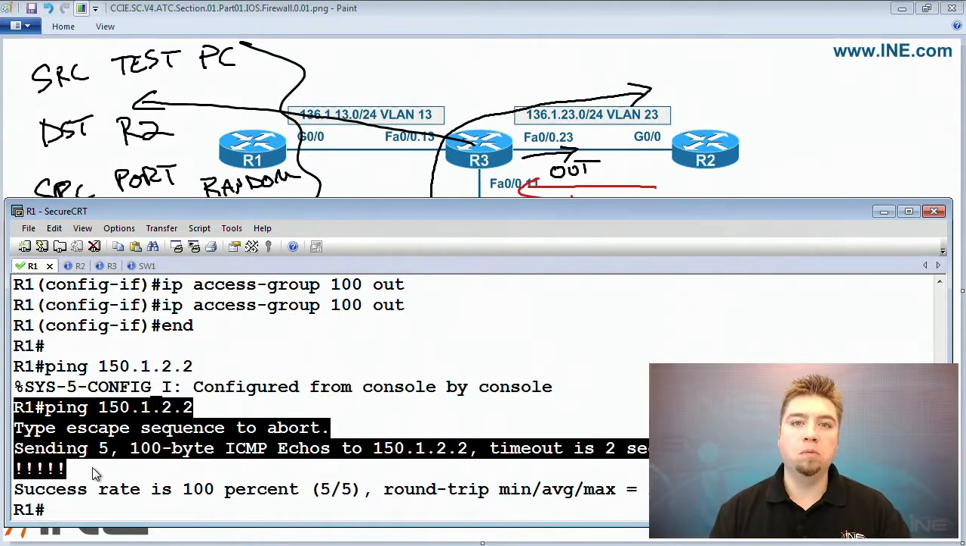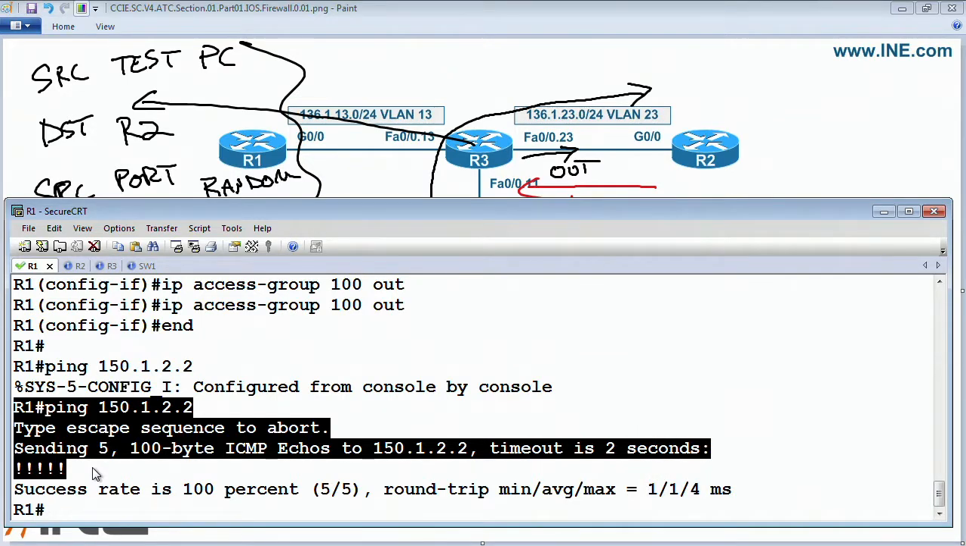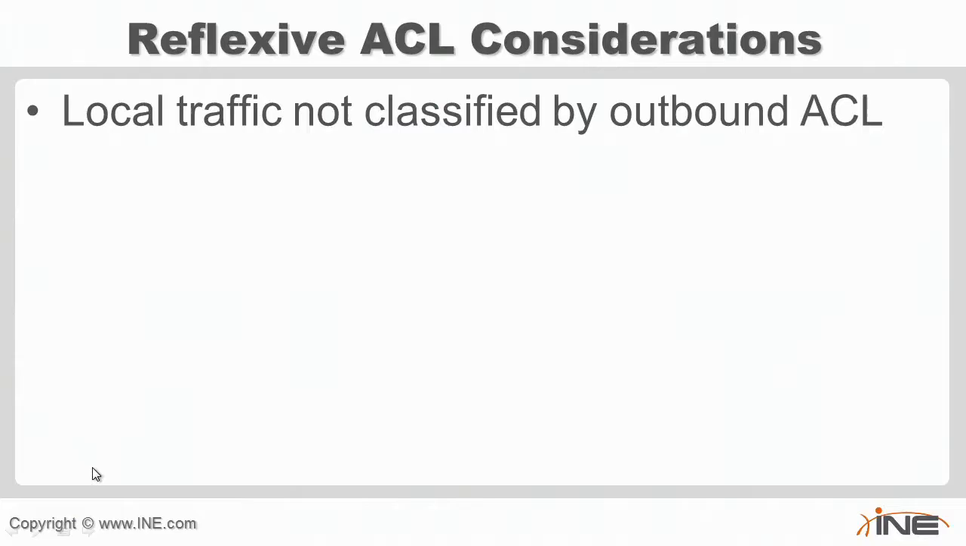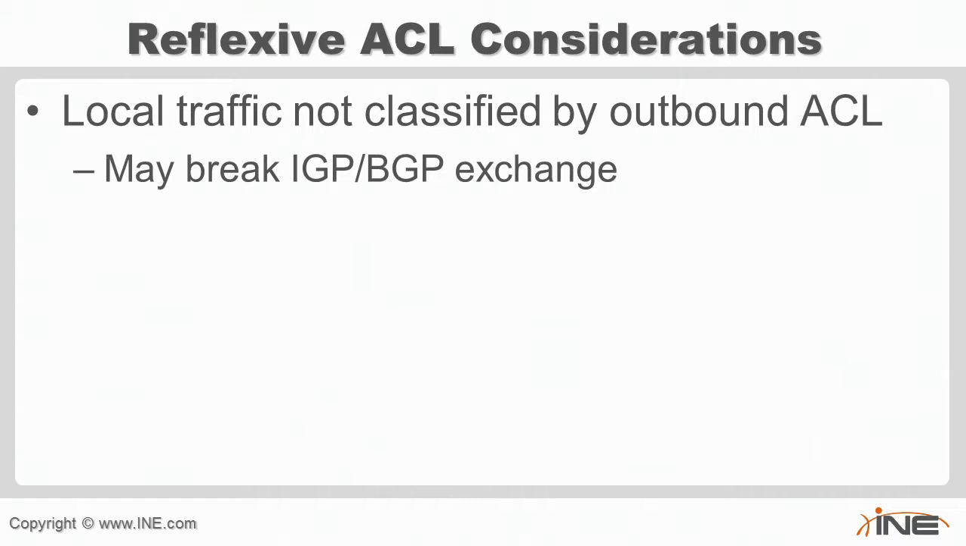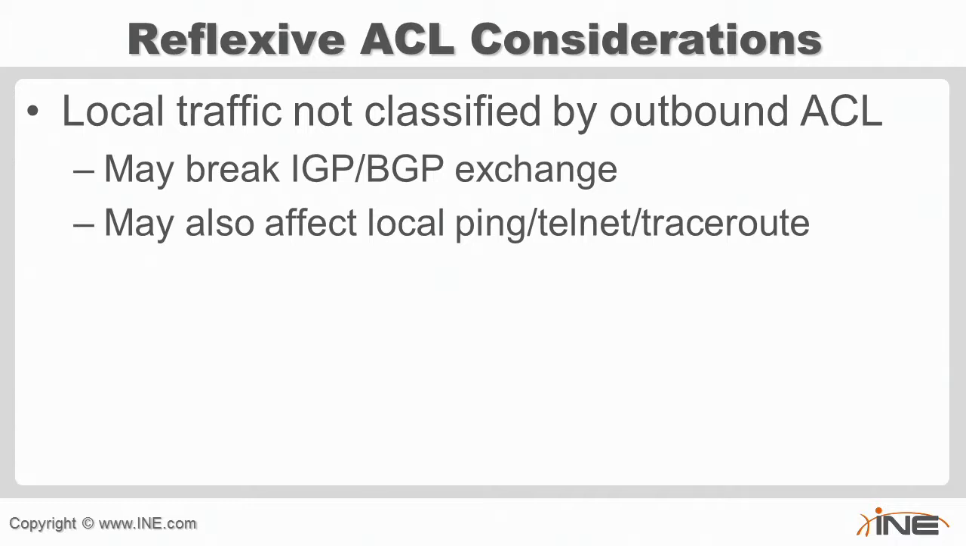And we'll see that this is going to be a problem related to reflexive lists, to content-based access control, to the zone-based policy firewall, because it's not directly related to security per se, it's just an order of operations of how the router generates traffic out the interface. Now, from an inspection point of view, when we're talking about the stateful firewall, the issue is that the locally originated traffic is not going to be inspected by our outbound policy. So this means that it could break our control plane protocols like IGP routing or BGP routing. It could also affect any of our local testing traffic like a ping or a telnet or a traceroute.